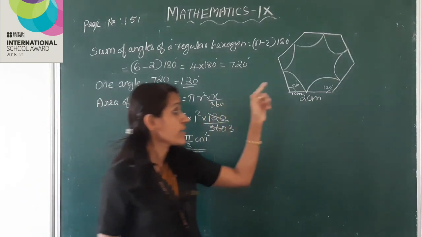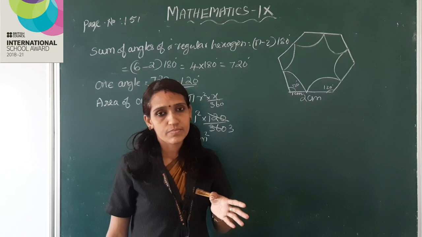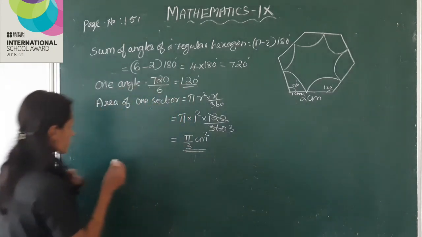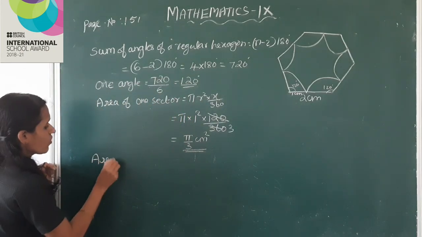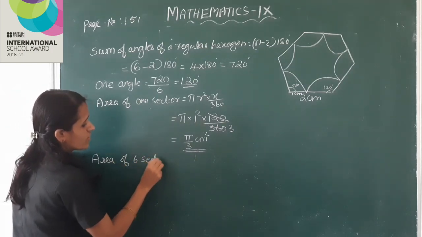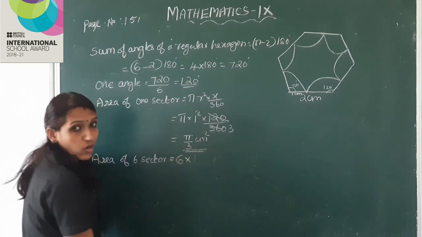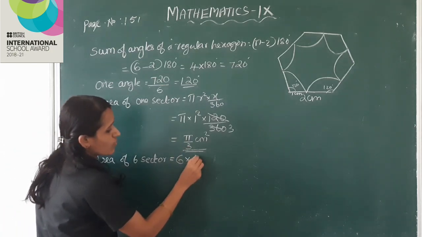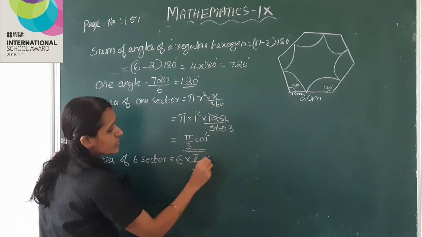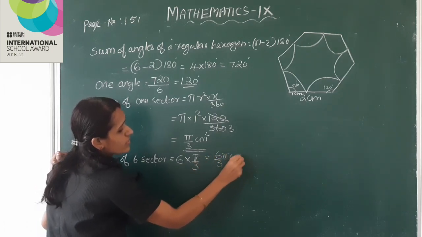Next we have to find area of 6 sectors. Area of 6 sectors is equal to 6 into area of one sector, that is pi by 3. This is equal to 6 pi by 3 centimeter square.